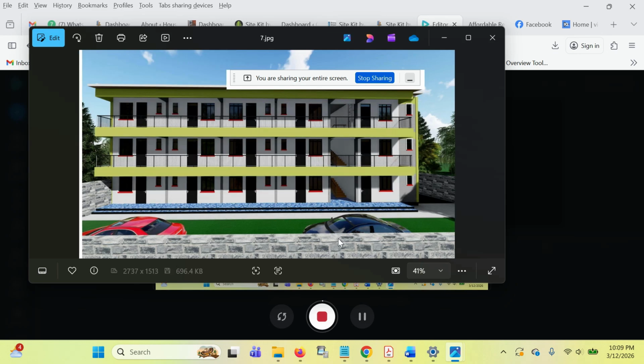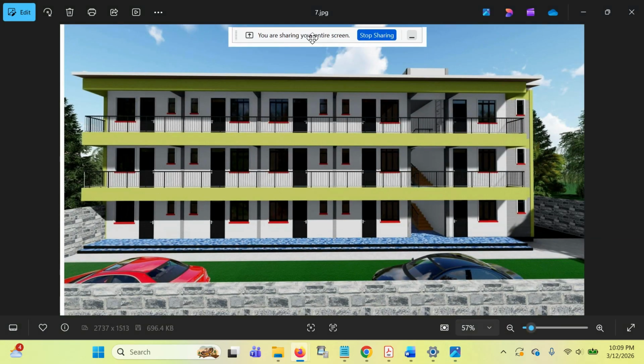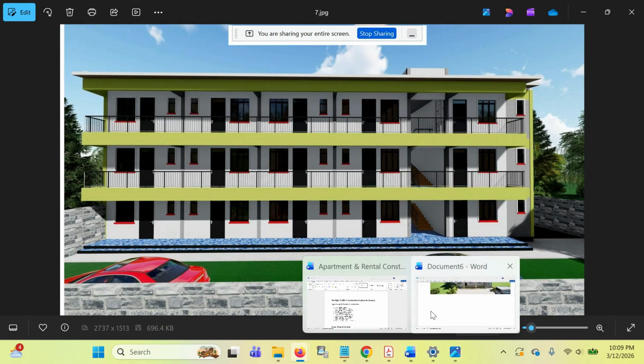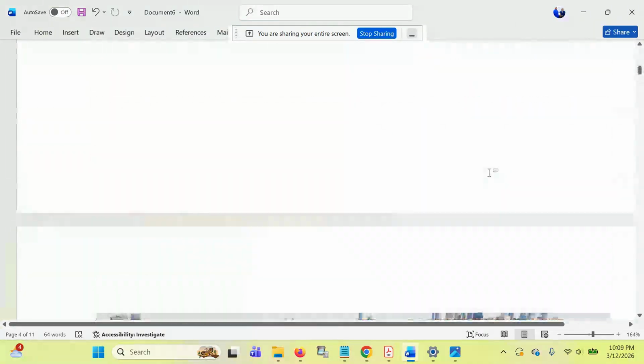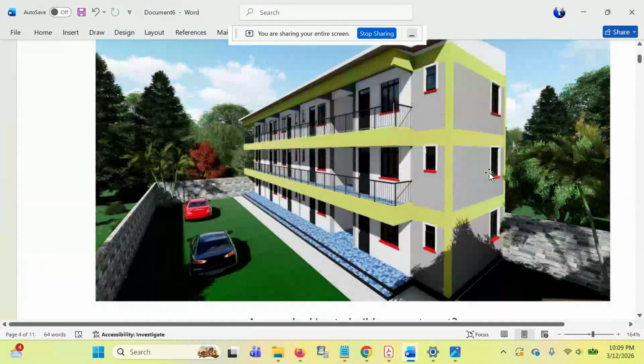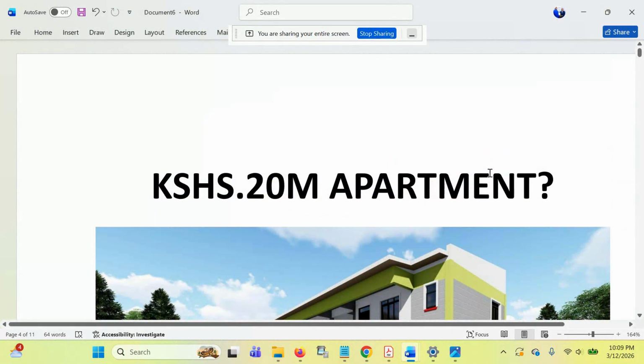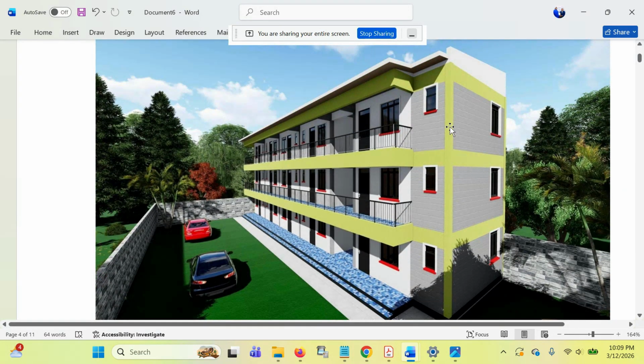Hi, today I want to answer the question, how much can you do with 20 million? Or in other words, which kind of apartment can you build with 20 million? So I want us to deal with that question of which kind of apartment can you build using 20 million? And I want to run you through that.